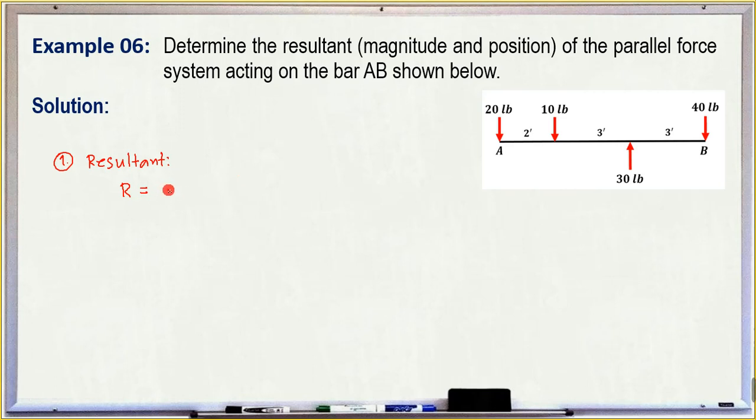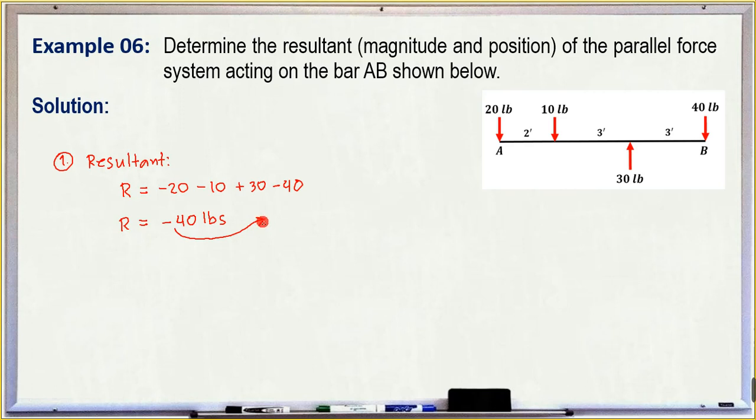So, for the negative forces going downward, we have negative 20 pounds. We also have negative 10 pounds. The 30 pounds going upward is the opposite, so it is plus 30. And then we have negative 40 pounds downward. Therefore, our resultant force R is equal to negative 40 pounds. So, what is the interpretation of negative?